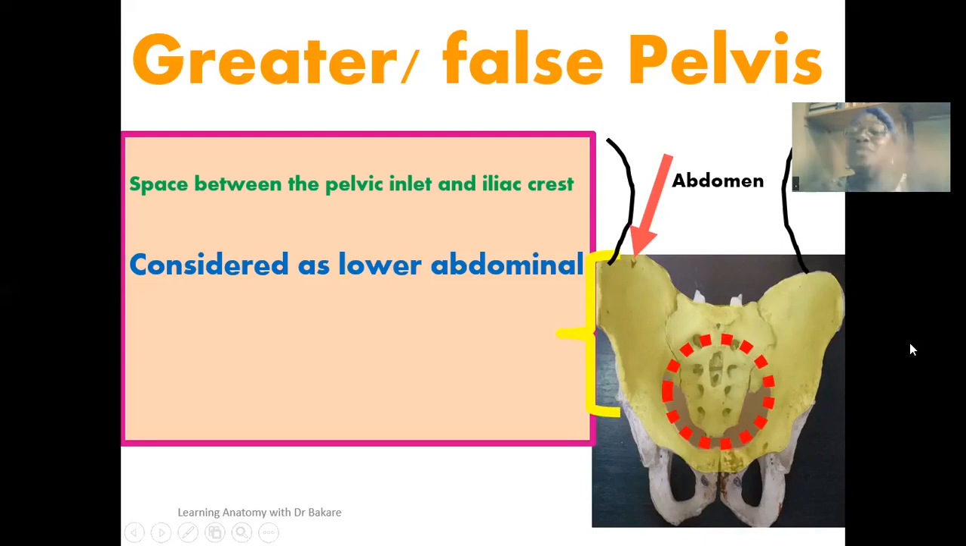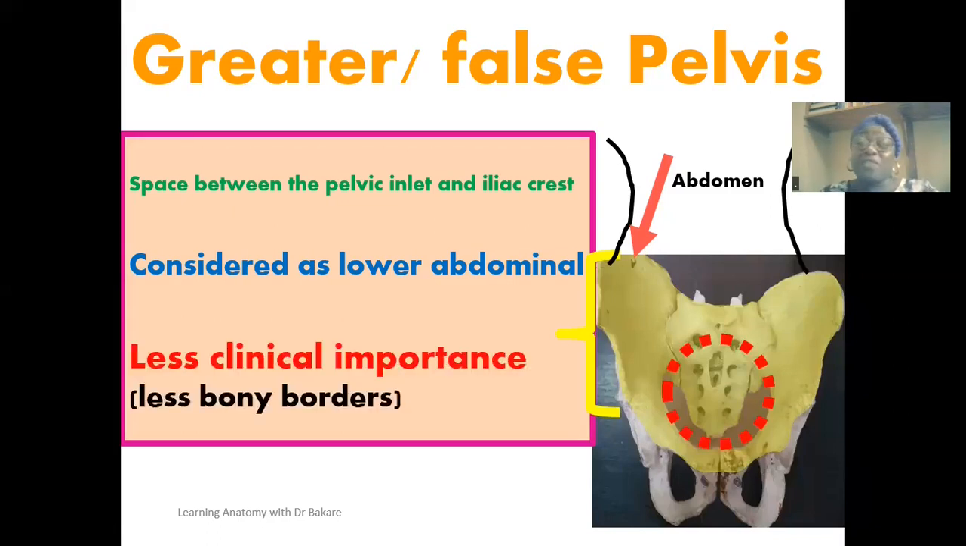And that is why it is referred to as the false pelvis. The lesser pelvis is also referred to as the true pelvis because the majority of the pelvic viscera are located within the lesser pelvis. If you look at this configuration, you see that the greater pelvis, which is also referred to as the false pelvis, is taking up the lower region of the abdominal space. That is why it is also considered a lower abdominal region.